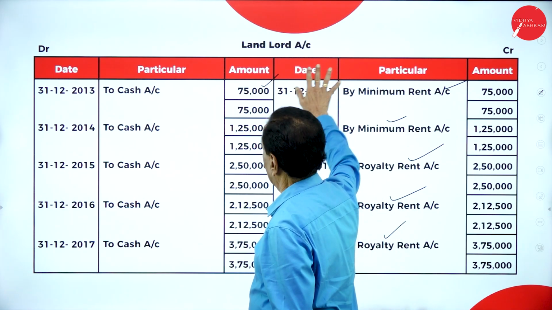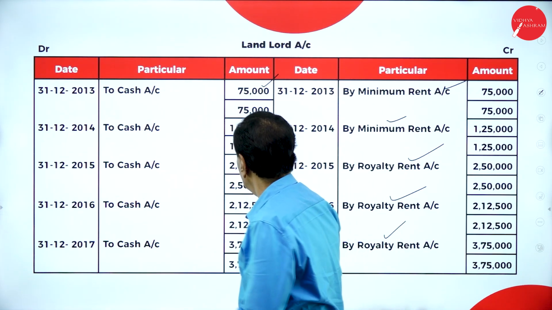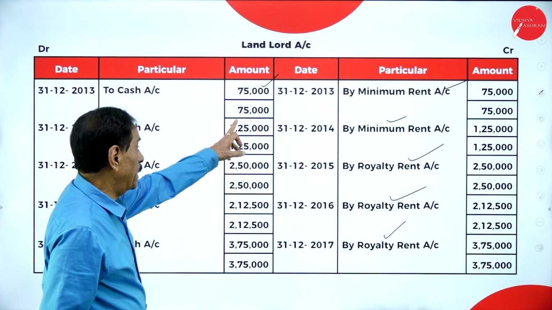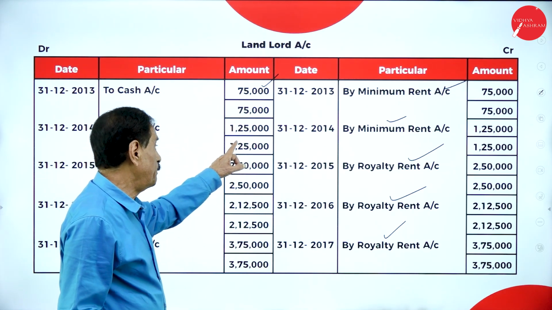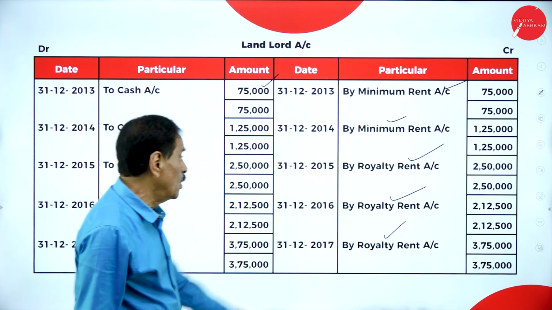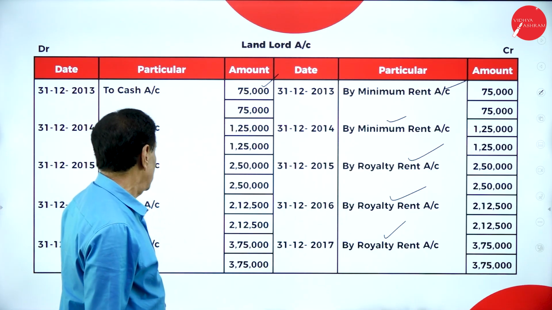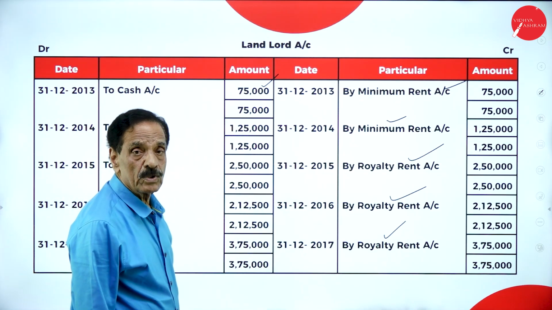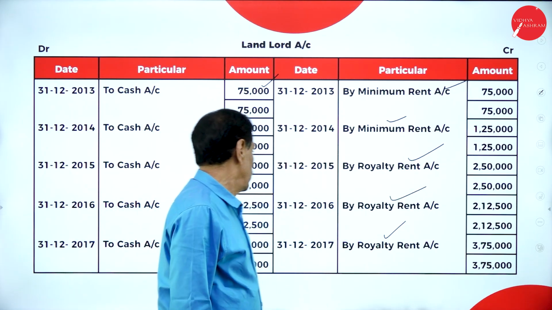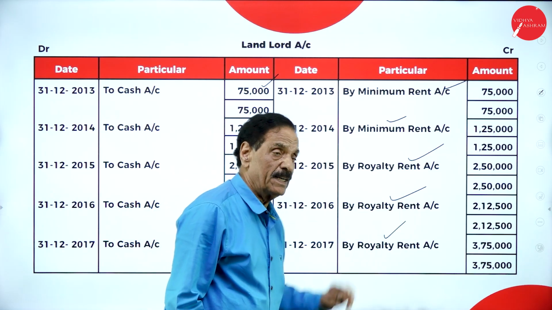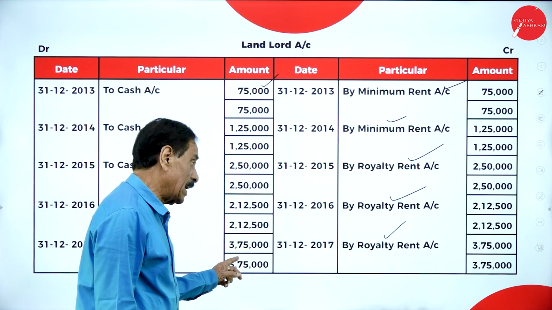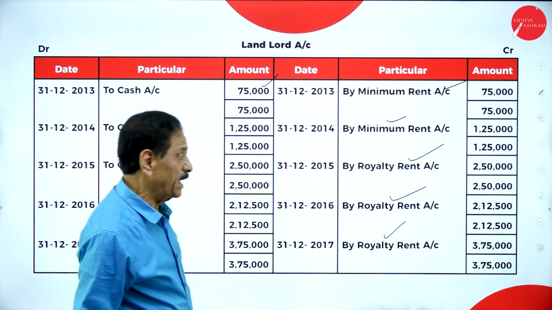Then come back to landlord. You are paying to landlord now 75,000 payable, paid. What is that? Minimum rent. Second year you paid how much? 1,25,000. What is that? Minimum rent. Third year you paid 2,50,000. What is that? Royalty rent. Next year you are paying 2,12,000. What is that? Royalty. Next year you paid 3,75,000. What is that? Royalty.